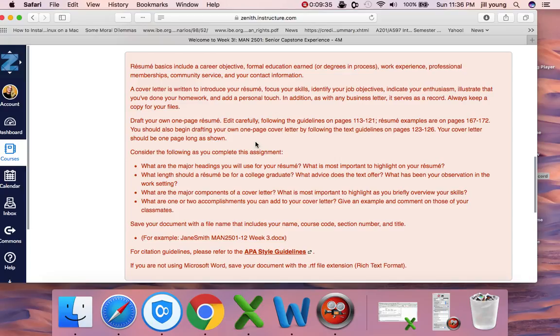What are the major headings you will use for your resume? What is most important to highlight on your resume? What length should a resume be for a college graduate? What advice does the text offer? What has been your observation in the work setting? These are the things you're going to think about when you're writing your resume.